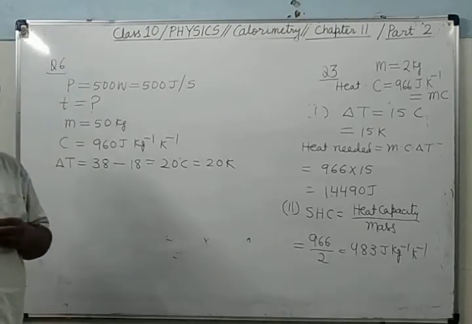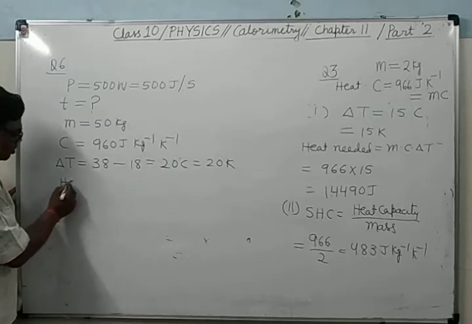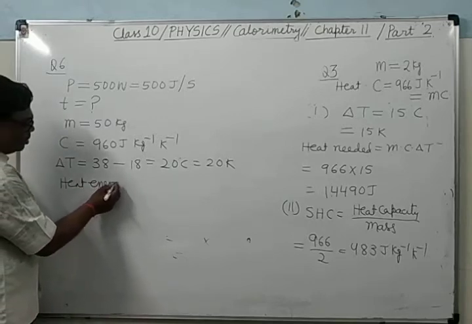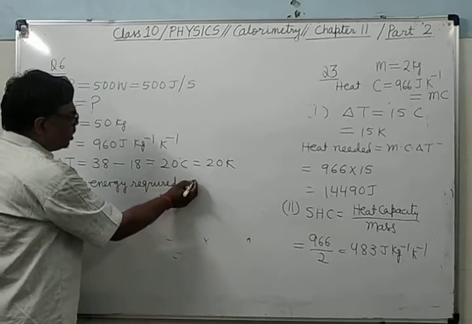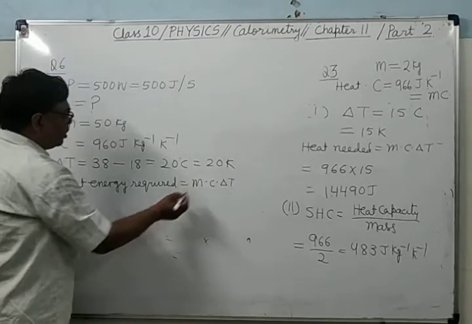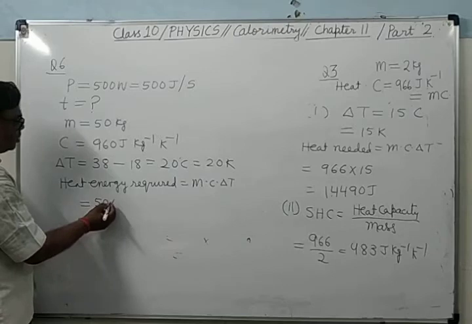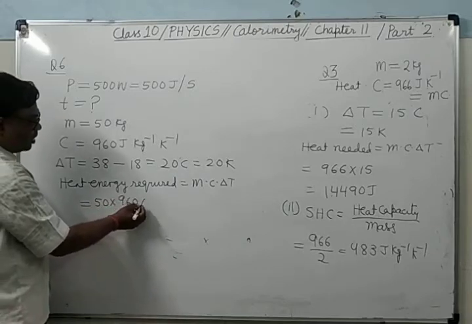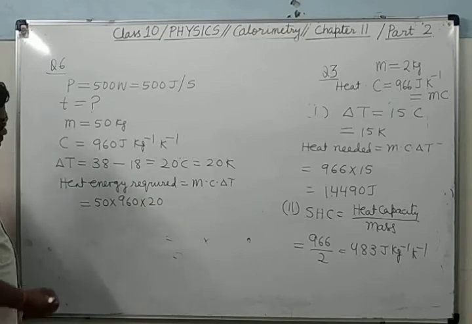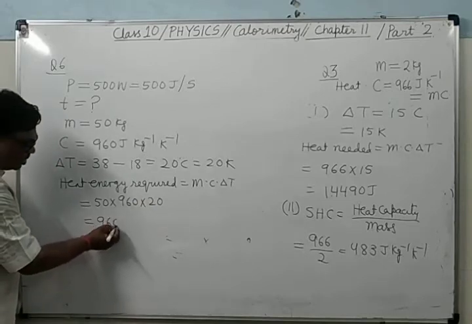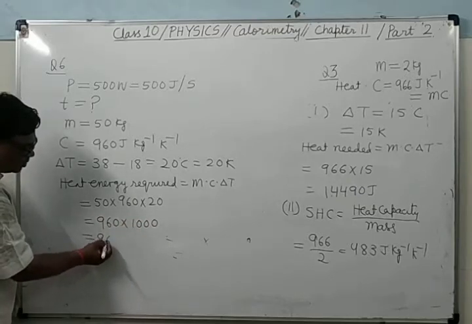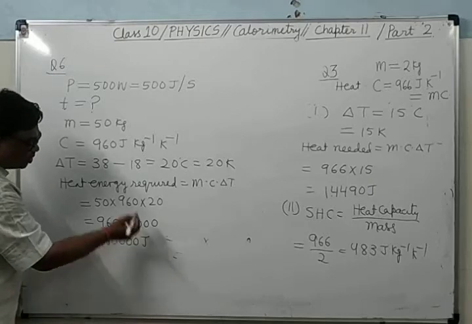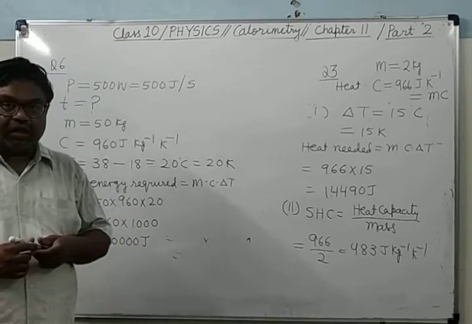So see here, first you calculate how much heat energy is needed. Heat energy required will be equal to M into C into delta T. M is given 50, C is given 960, delta T is 20. So when you calculate this, it will be 960 into 50 into 20, which is 960,000 joule. This much amount of heat energy will be required.